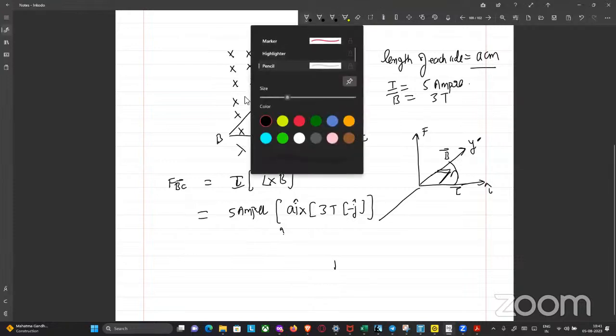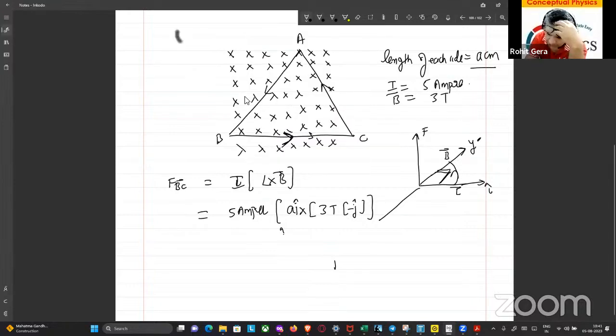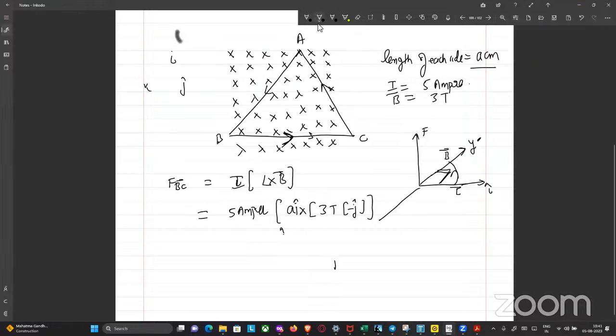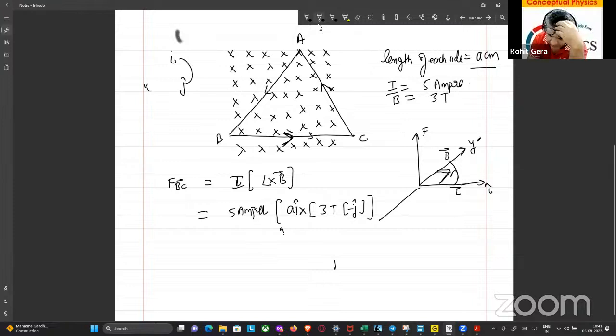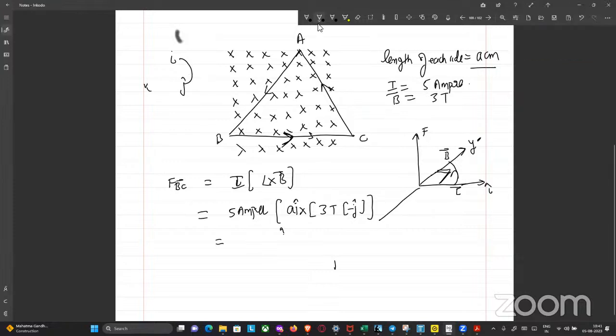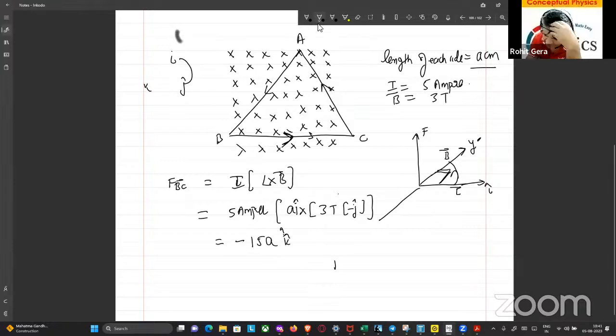Got it? So you have I, J and K. I J will give you K. This is the minus sign that comes with it, and the vector product of I and J gives you K. The force is in Newton. Now let's look at this section.